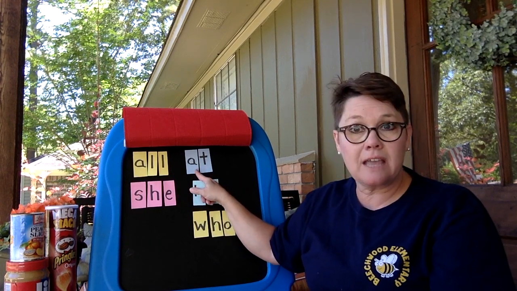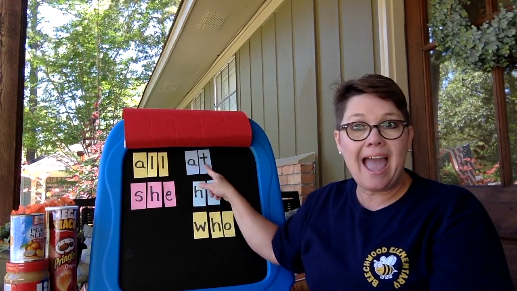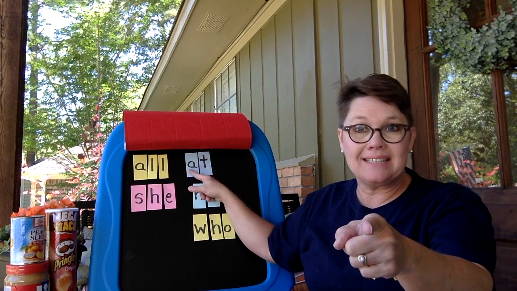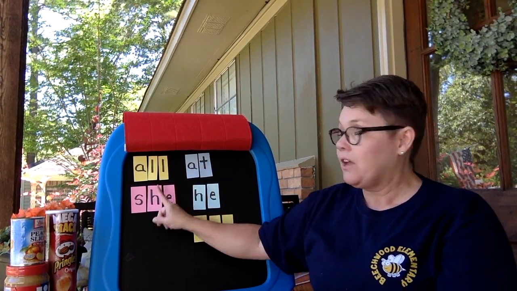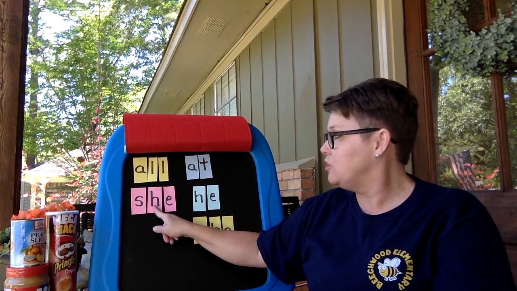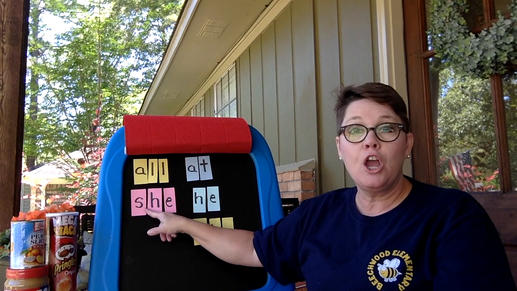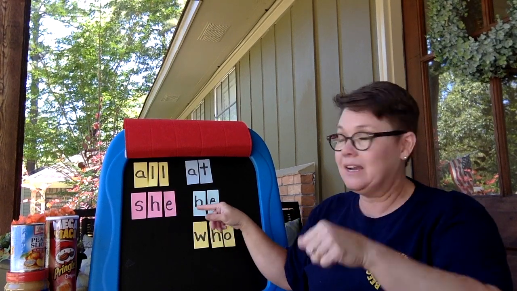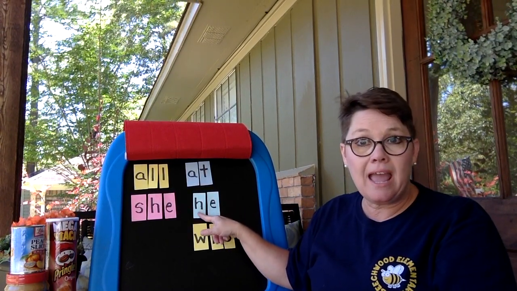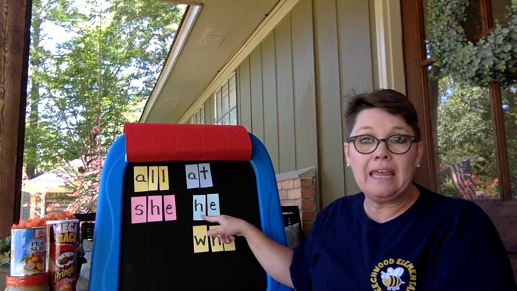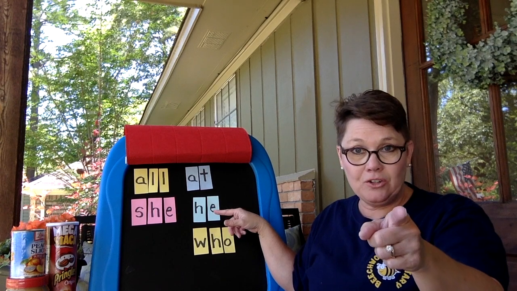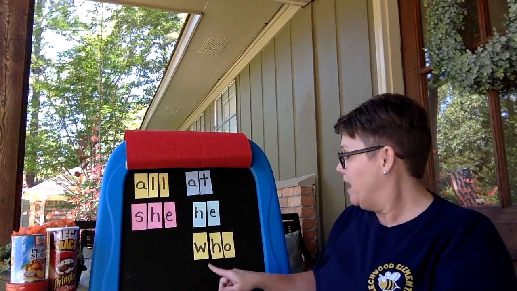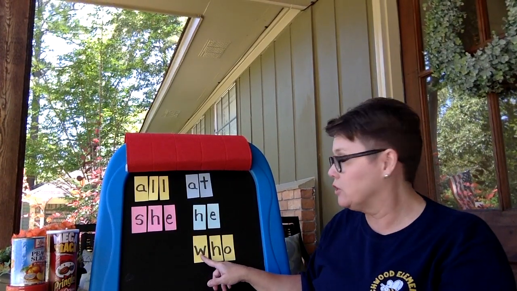Okay, the second sight word is A-T, at. Your turn, at. Very good. Our third sight word is S-H-E, she. Your turn. She. Very good. Our fourth sight word is H-E. He. Your turn. Very good. He. Very good. And our last sight word, our fifth sight word is who.